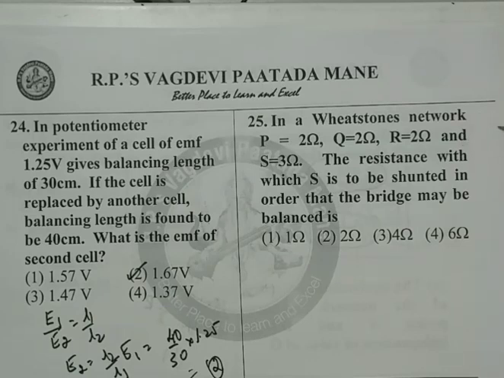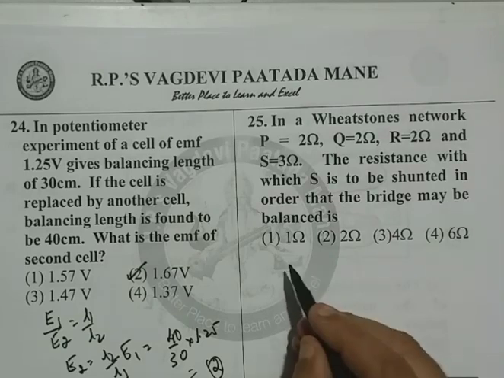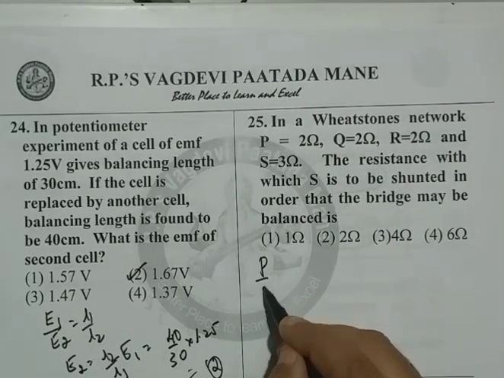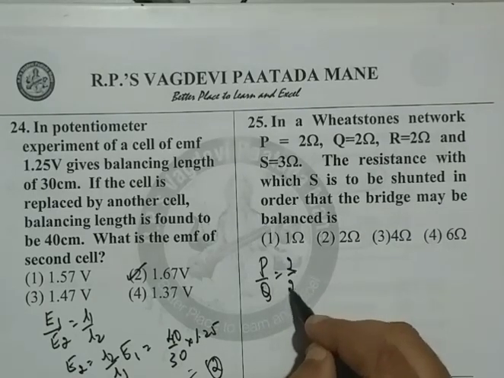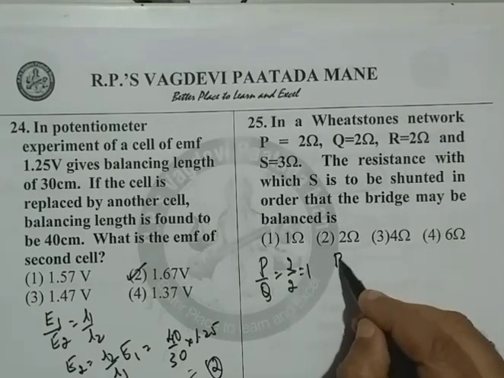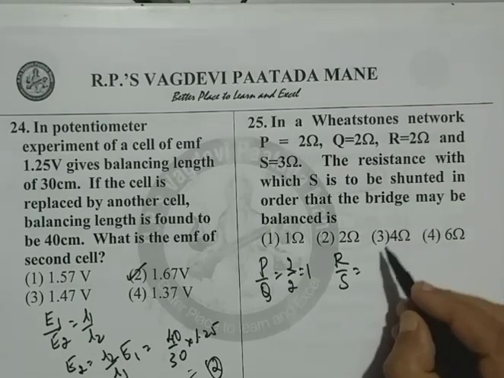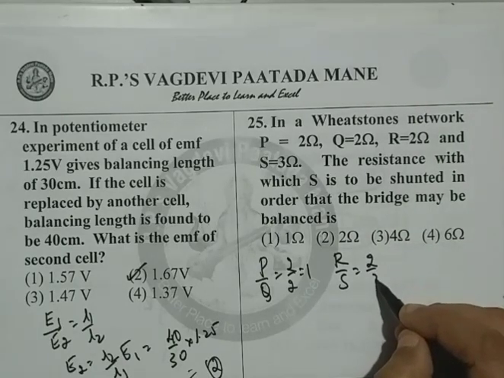Now 25th question. In Wheatstone's network, P is 2 ohm, Q is 2 ohm, R is 2 ohm and S is 3 ohm. The resistance with which S is to be shunted in order that the bridge may be balanced is, say, we write P by Q, which is 2 by 2 is 1. R by S we write. R by S is 2 by 3.